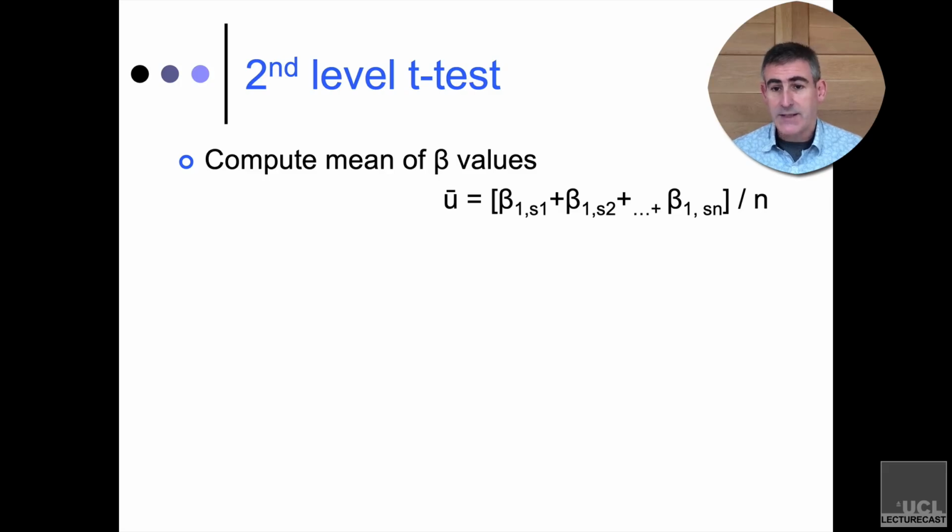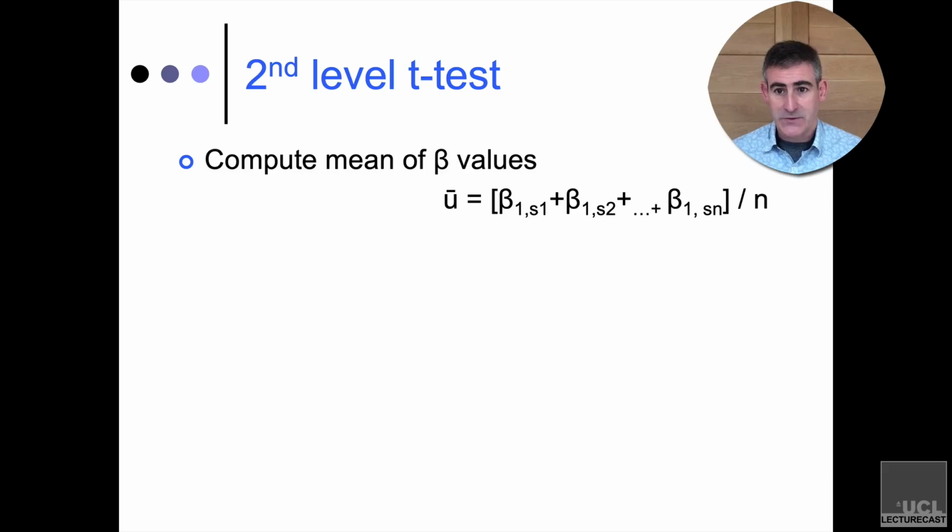And, I've put the equation here, but I'm sure every one of you is familiar with how you compute a mean. But in terms of the way I've written it out, it's worth pointing out that this is beta 1 from subject 1, which is B1, S1, plus the subject 2's beta 1, B1, S2, plus, etc., all the way through the number of subjects, and then divide by the number of subjects. So you take each person's beta 1 value, add them all together, and divide by the number of subjects.